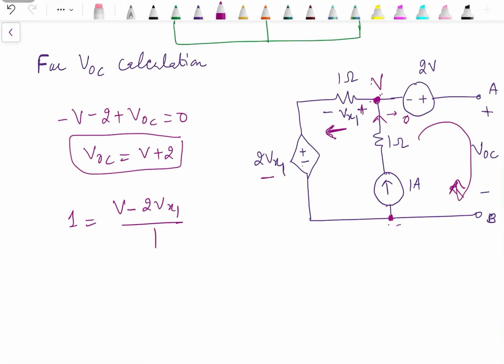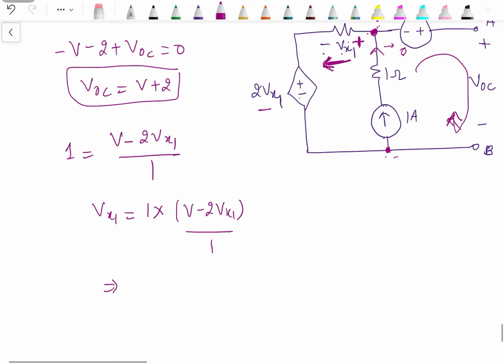And we have one more equation. We need to find out what the value of this Vx1 is. Now what is this Vx1? Vx1 is actually the voltage drop across this 1 ohm. So it is 1 into the current through this 1 ohm in this direction only, since this terminal is positive and this one is negative. So current in this is (V minus 2Vx1) by 1. So from here we get that V is equal to 3 times Vx1.